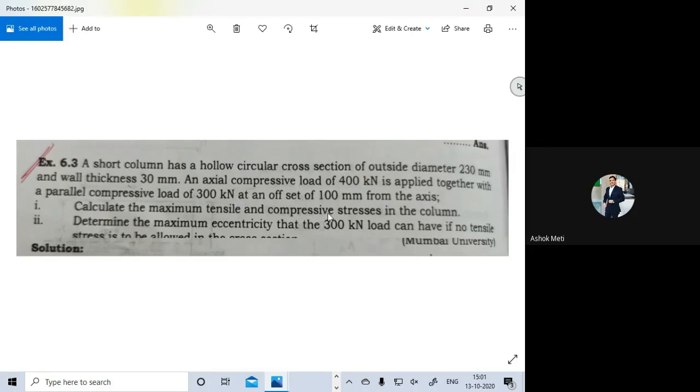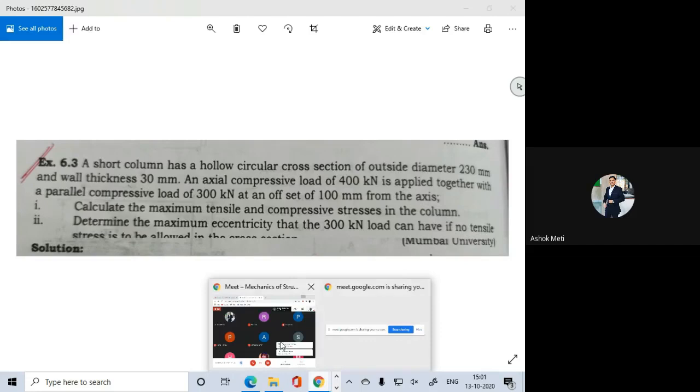From the axis. So first we need to calculate the maximum tensile and compressive stresses in the column, and after that we have to calculate the maximum eccentricity at which the 300 kilonewton load can act if no tensile stresses are allowed in the cross section. So just try this at home, and if you don't get it, we will solve it in the next lecture. From your side, any queries related to this, you can ask me freely.